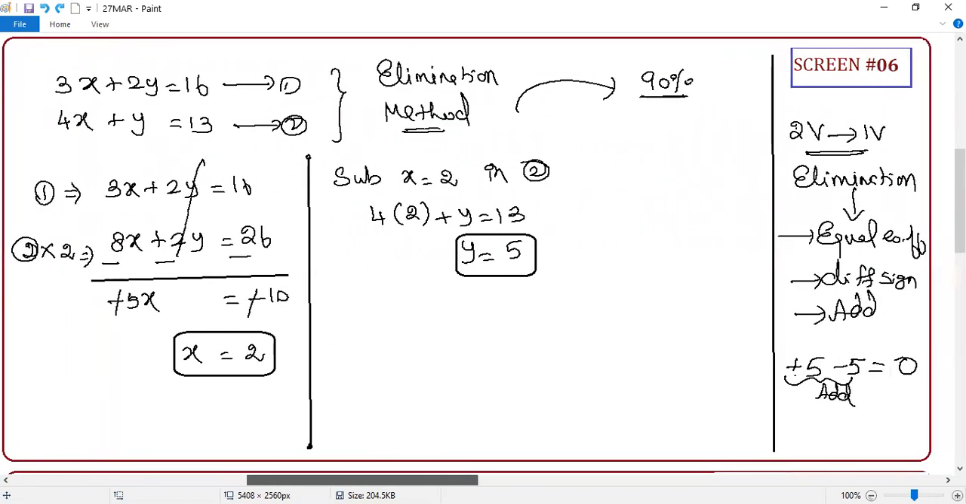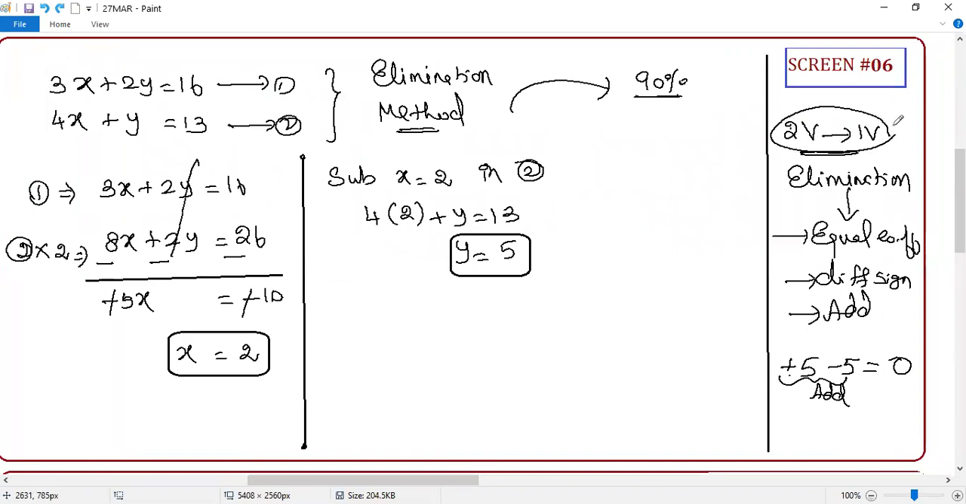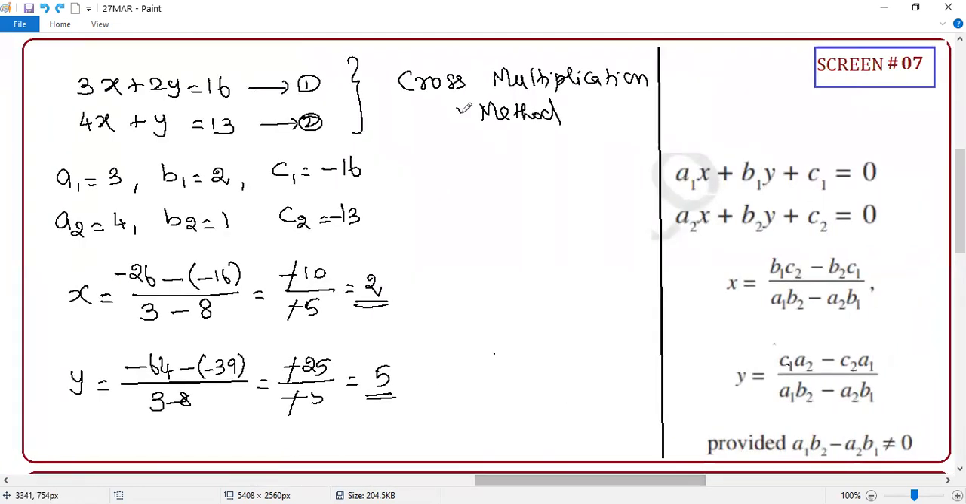Then we come to elimination method. There also the same mantra, 2 variables to 1 variable. But what is the mantra? Equal coefficient, different sign, perform addition. This results in cancellation of 1 variable. And then we use substitution method for finding the other variable. Then cross multiplication method is purely, I can say, a formula method. Just remember this formula. Answer is ready.